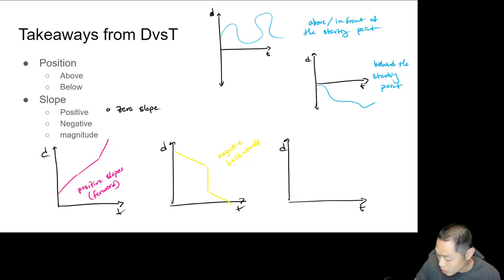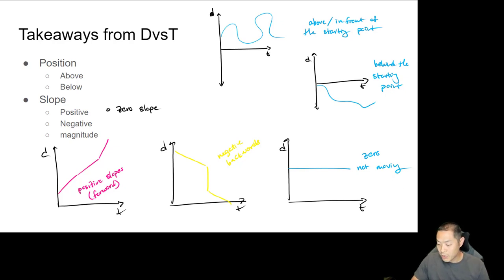So if it's 0 slope, that means that's not a perfect horizontal. I just realized, let me try to do my other. There we go. A little bit better. That means it's not moving. So positive slope, negative slope, 0 slope. So forward, backwards, not moving.